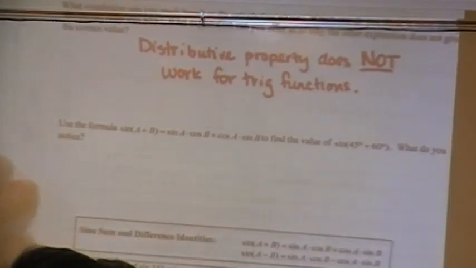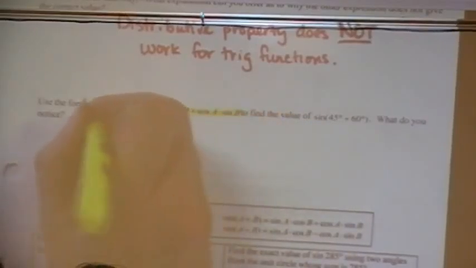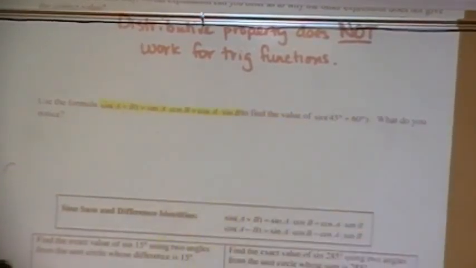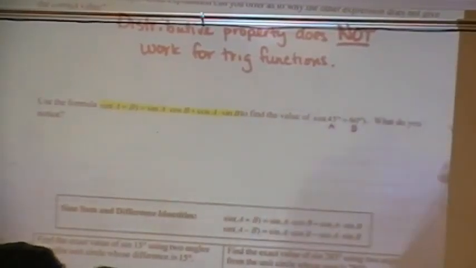They give it to you right down here. It says use the formula sine of a plus b equals sine a cosine b plus cosine a sine b in order to find the value of sine 45 plus 60. Okay, so this is just going to be plugging numbers into a formula.